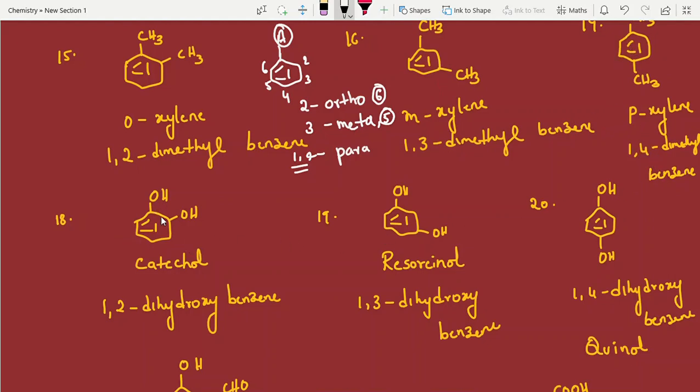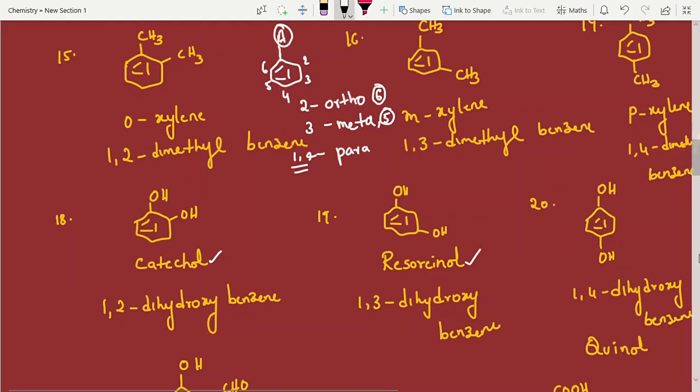Now next one, two OH groups on benzene ring, catechol. What is the common name? Most important one, catechol. 1,2 dihydroxybenzene, we call it catechol. 1,3 dihydroxybenzene, we call it resorcinol. And 1,4 dihydroxybenzene, we call it quinol.